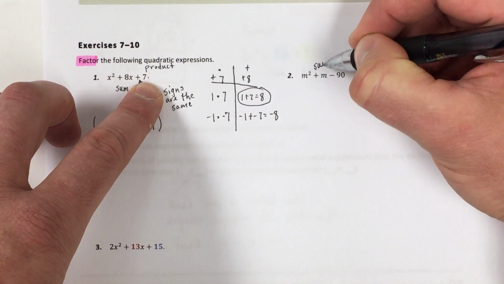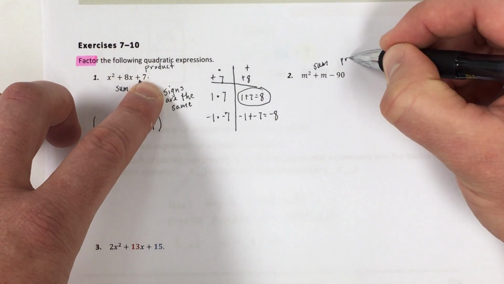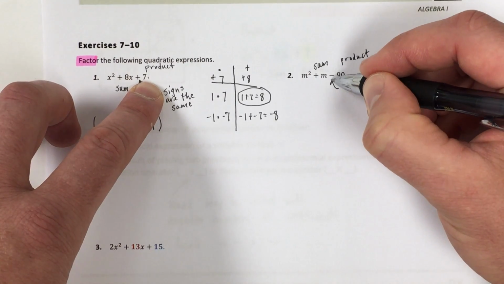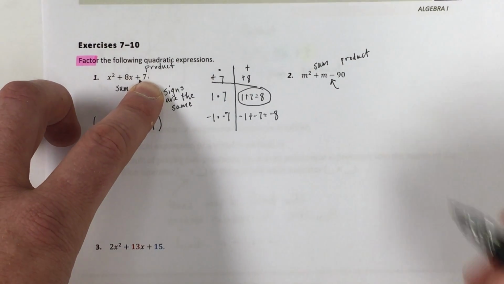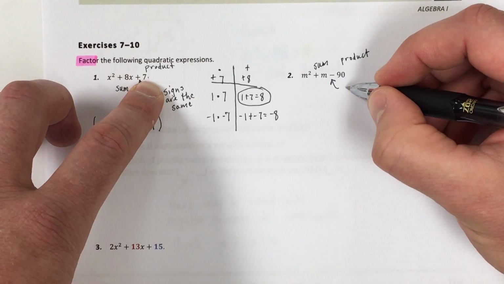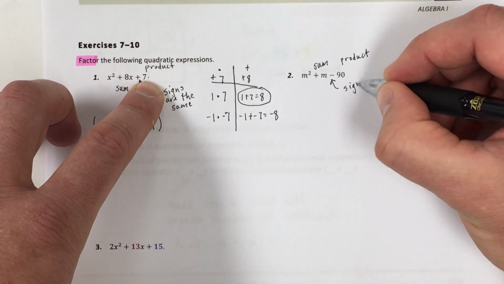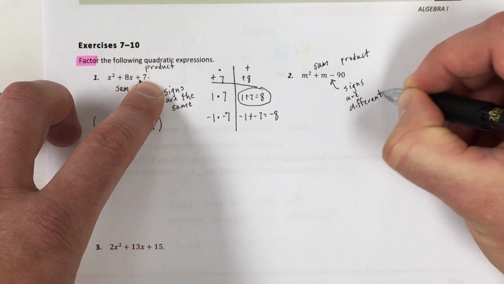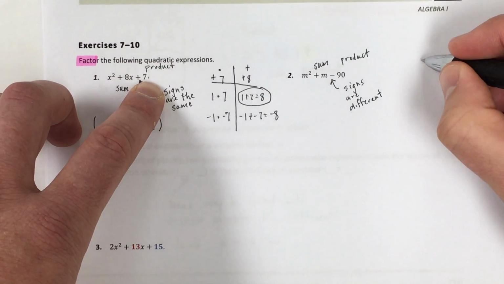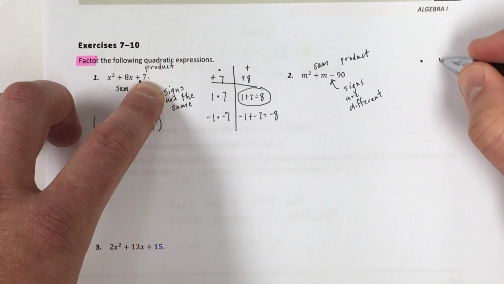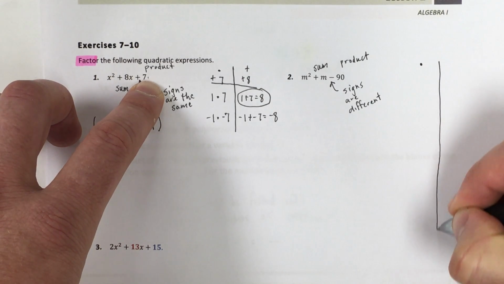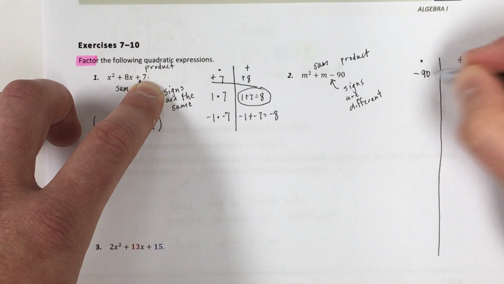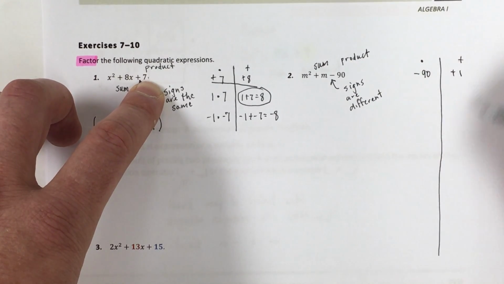As a reminder, my sum, my product, since the sign is a subtraction of 90, it must have been different signs, a positive times a negative. Again, I'll make my list. So I have product and a sum. I need to multiply to negative 90. I need to add to positive 1.